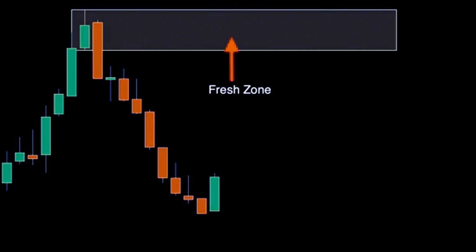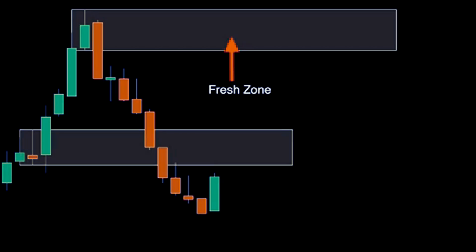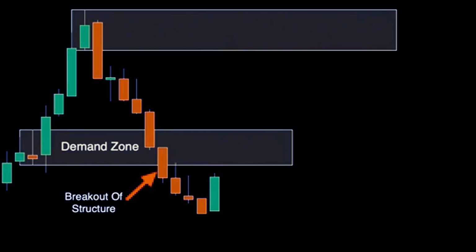It has not been tested since it formed. A fresh zone often responds more strongly because it hasn't absorbed any orders yet, making it ideal for a potential trade. As the price moved down from the supply zone, it broke through a previous demand zone. This is a strong indication that smart money is in control, adding more significance to this zone.